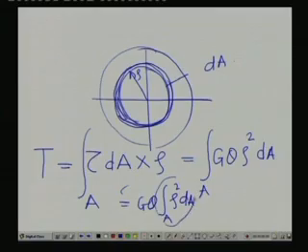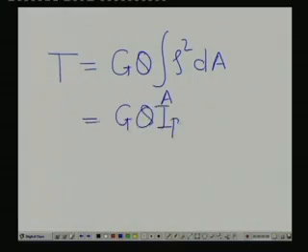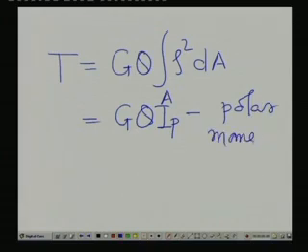Can you recognize this particular term? Yes, you can recognize it, I suppose. We get G theta integral over area rho square dA. It is nothing but the polar moment of inertia. Okay. So, that means this gives you the idea of the torque.